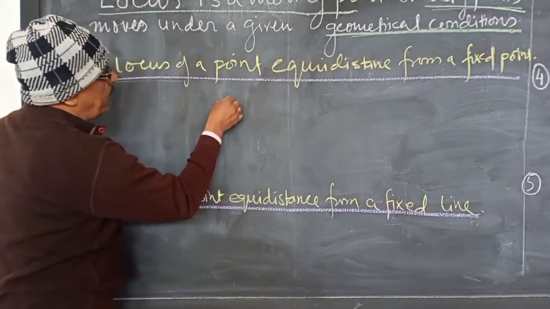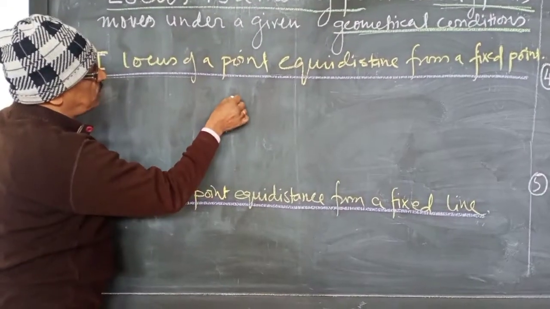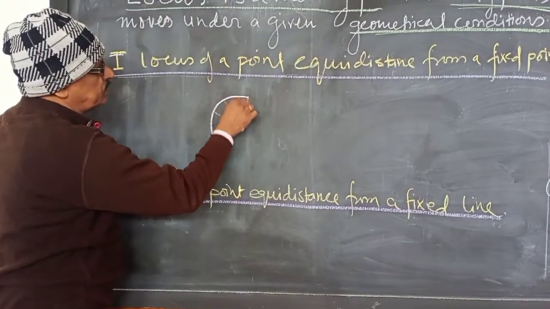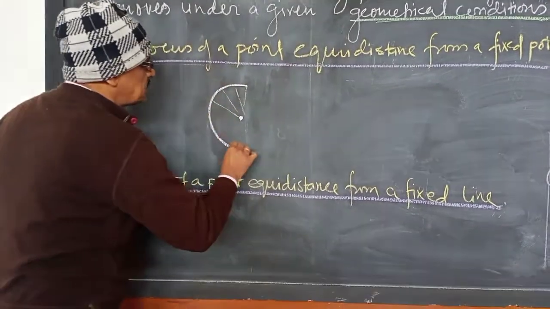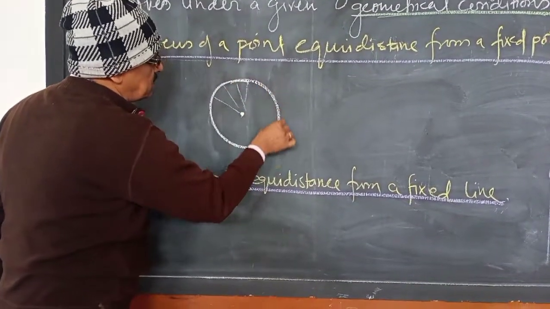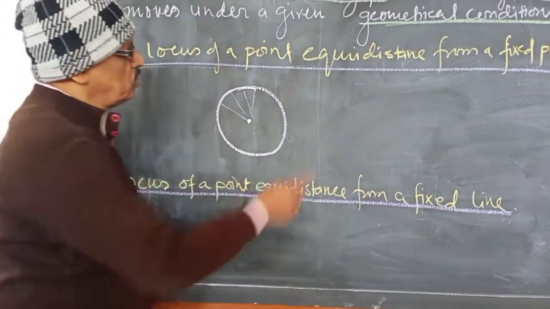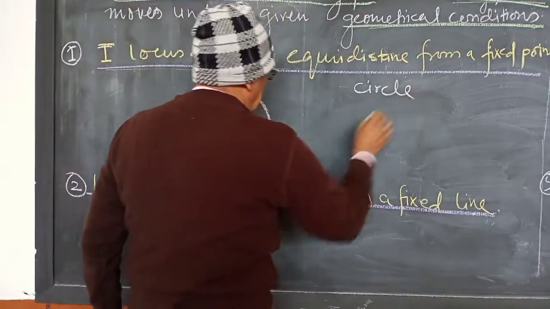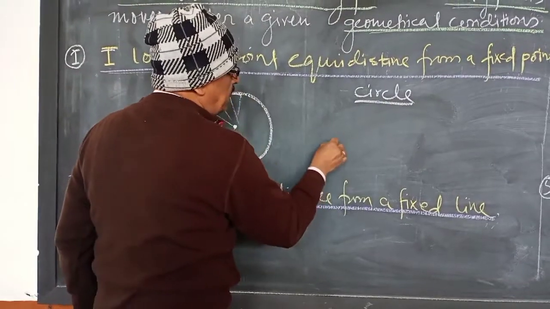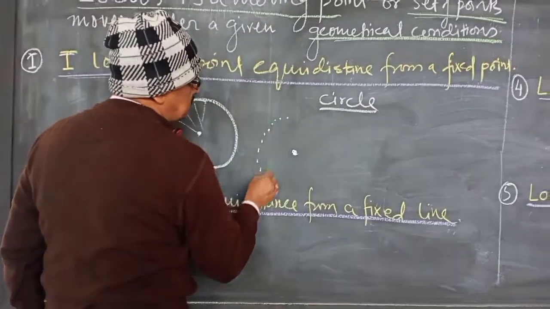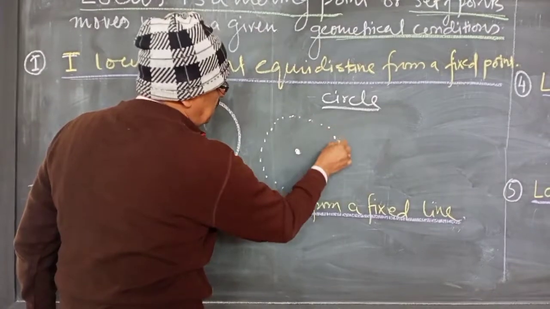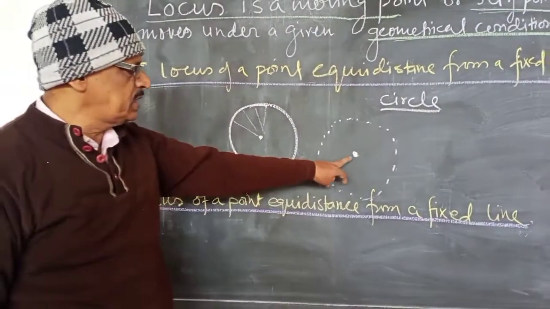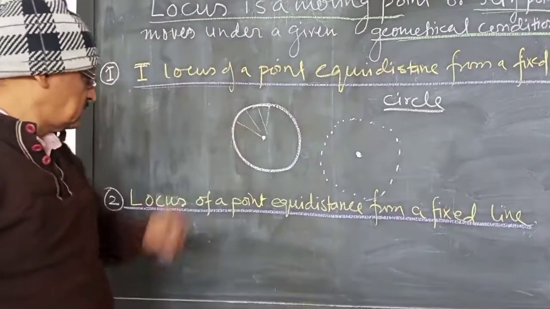Now a point moves such that its distance from this point is always the same. So what type of curve is coming? The curve that is coming is called a circle. So the locus of a point equidistant from a fixed point is a circle. Or we can say, given a fixed point, the set of points equidistant from it is also a circle. The fixed point is the center and this is the circle.